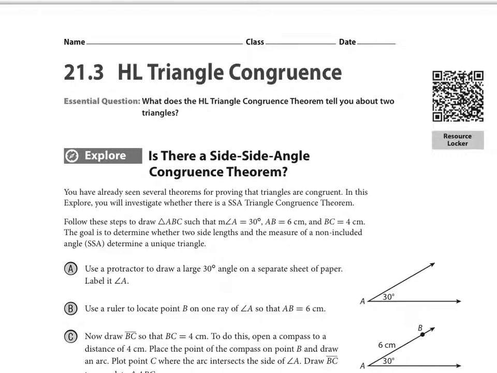And this last one is kind of a different one, only because it doesn't use the A for angle and S for side. It uses H and L, and H is going to stand for hypotenuse. L stands for leg. And these are parts of a special type of triangle, and that's a right triangle. So that means this triangle congruence theorem can only be used for right triangles. If you don't know a triangle is a right triangle, you shouldn't even think about using this one.